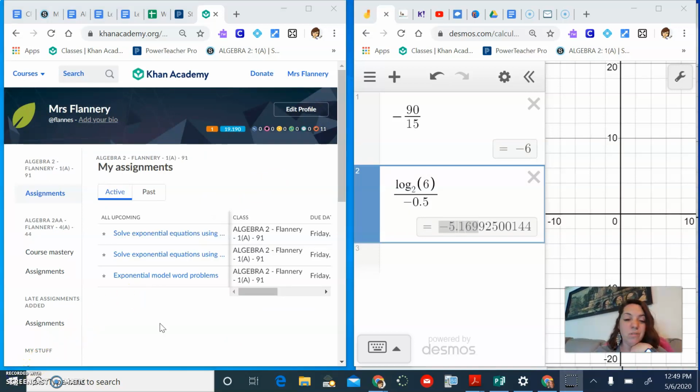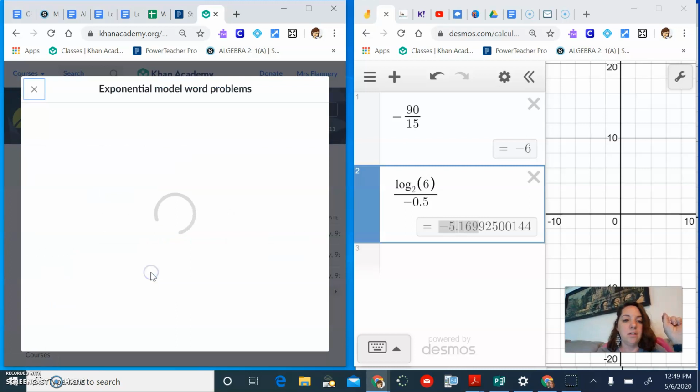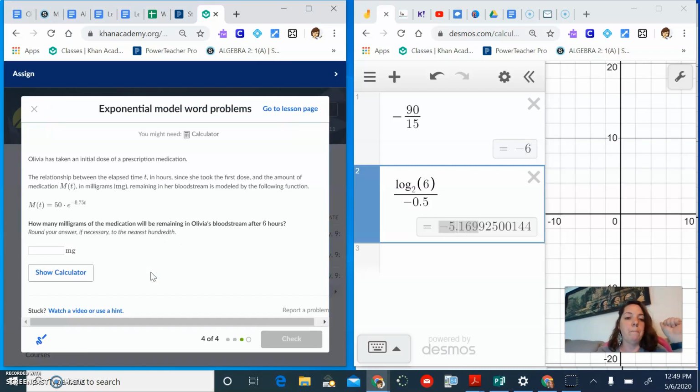My internet was slow. I had the spinning circles of death for a while, so I paused the video. Okay, so I've made a video on that. Now I've started a video on this, or I made a video on that, and I started a new one. And here's this third one: exponential model word problems.